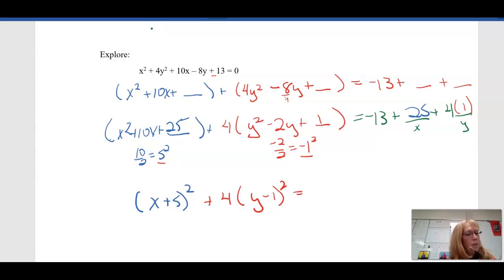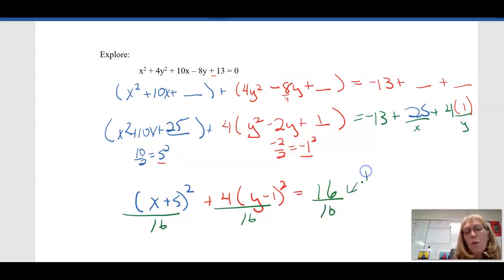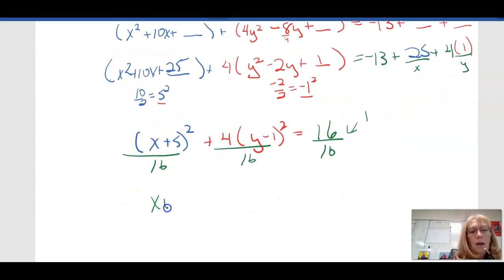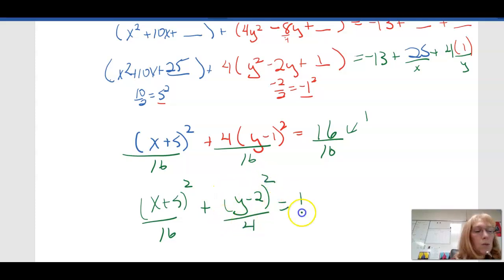now let's add all this up. You got a negative 13 plus 25 plus 1, and that equals 16. So now we're going to divide everybody by 16 because this has to be a 1 right here. Remember, he has to equal 1. So when we do that, we have x plus 5 squared over 16 plus y minus 2 squared over 4 equals 1. And that's the equation of your ellipse.